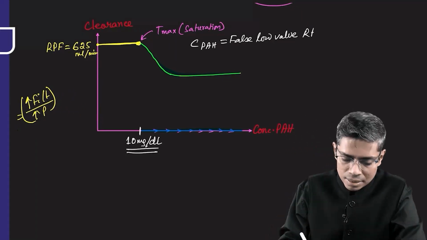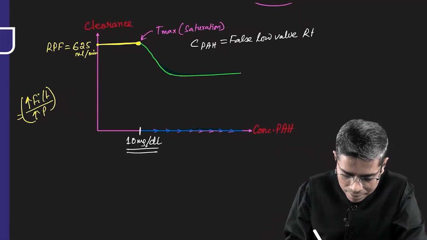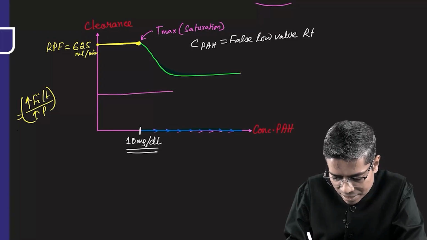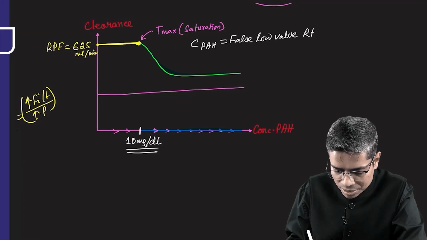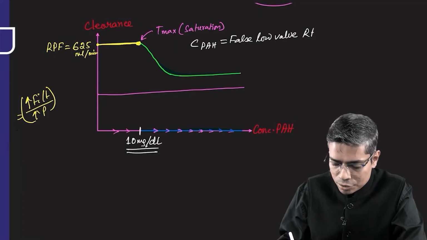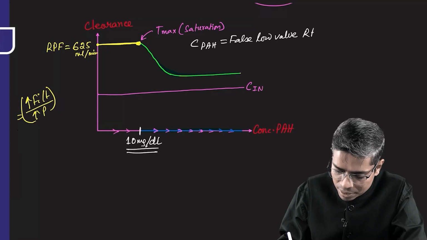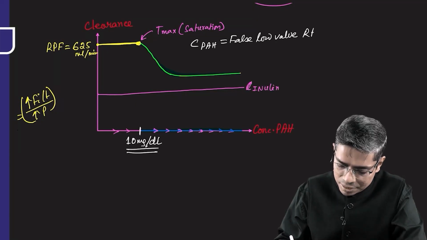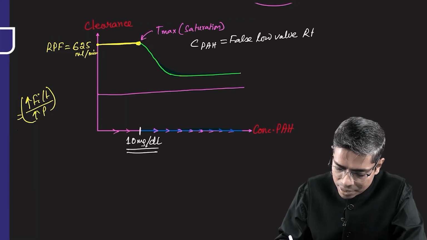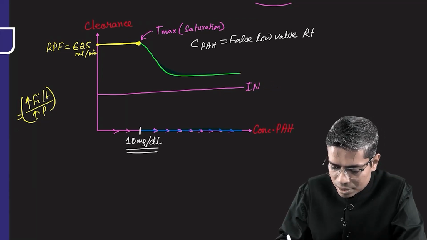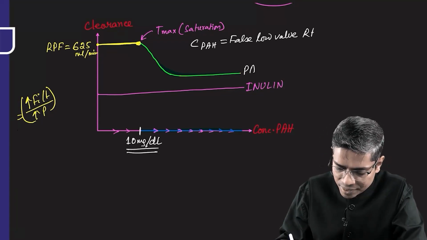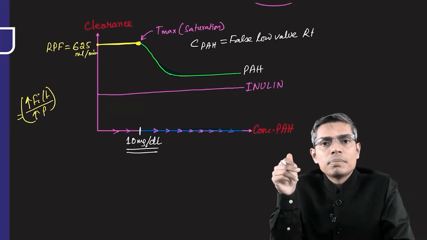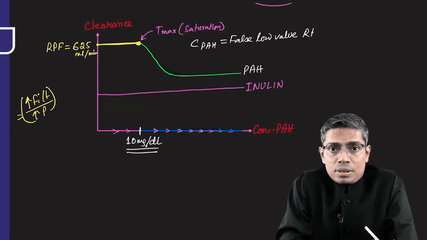So the clearance curve of inulin is a flat, simple straight line, irrespective of the plasma concentration. Whenever your plasma concentration is rising, inulin clearance is not going to change. So this is the clearance curve of inulin. Rather than C inulin, I should write that this is the inulin curve, because it is the curve of clearance only. So this is inulin, and this is our PAH. So if I ask you the clearance of creatinine, where would you put that curve?